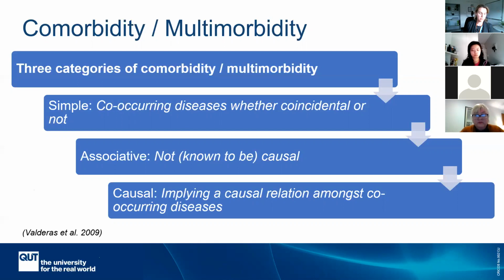So we have a build-up of glucose in small vessels of the kidney, which causes damage, which causes renal failure. So same with something like chronic obstructive pulmonary disease and lung cancer. You have a risk factor which links the 2 of them very clearly, which is smoking. So that comes from an article called Valderas et al.